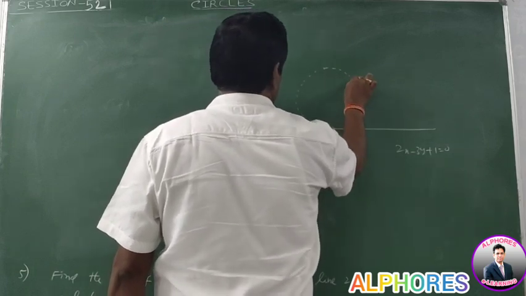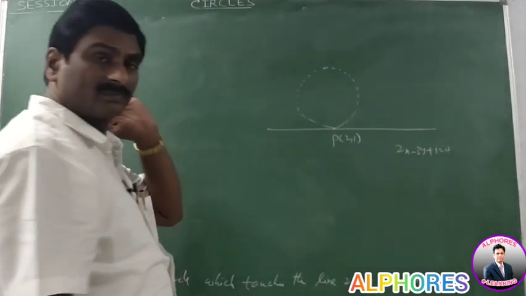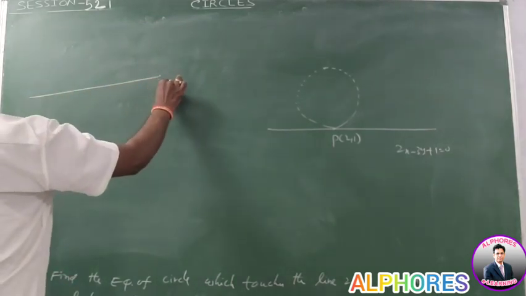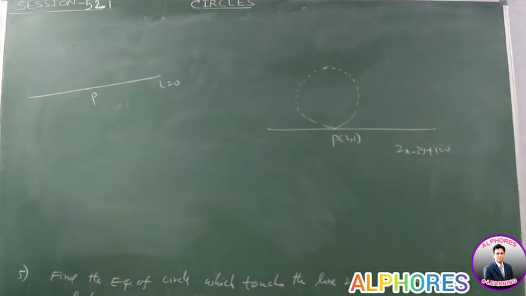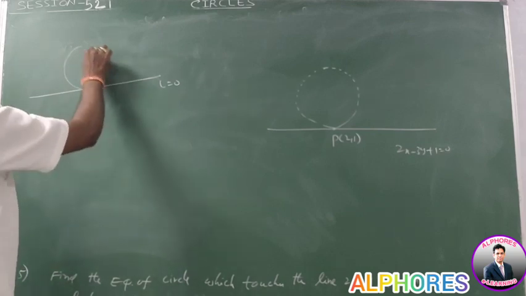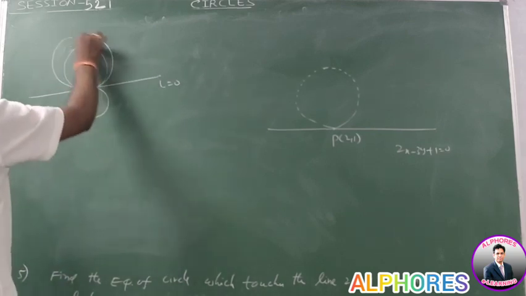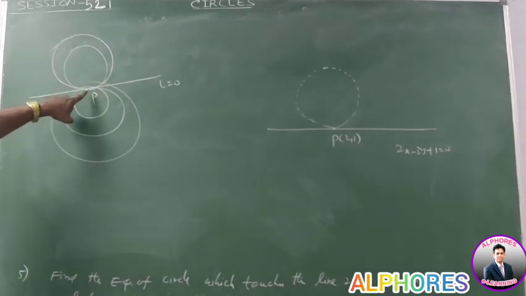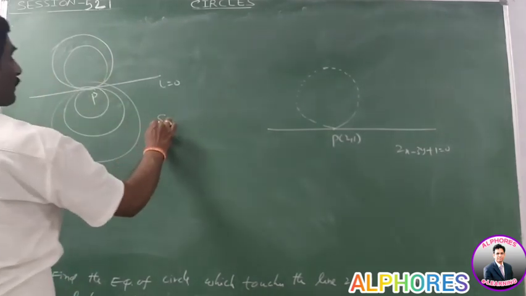Say this is the circle. Now we find the equation of this circle. In family of circles we already discussed this point. If L equals 0 is the tangent and P is the point of contact, then the equation of any circle passing through this point is... how many circles are passing through this P? Infinite number of circles. Any circle passing through P and touching this line is S plus lambda L equals 0.